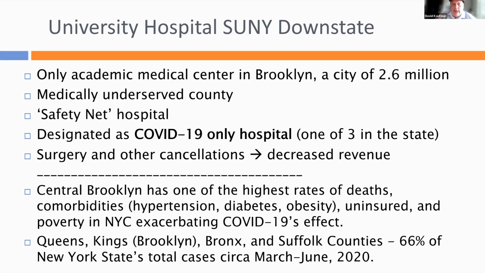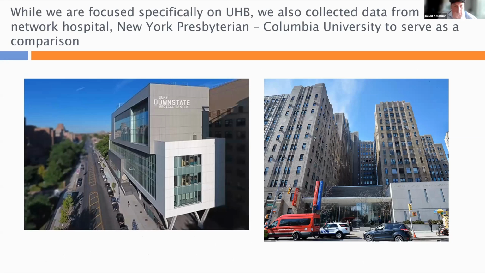The pandemic had a really dramatic impact. Surgery and other cancellations, chemotherapy and so forth. Hospitals in the United States rely on their revenues, and this resulted in significantly decreased revenues. Central Brooklyn has one of the highest rates of deaths, comorbidities, for example, hypertension, diabetes, low levels of insurance. At the time of our first phase of data collection, New York City accounted for almost 70% of New York State's total cases.